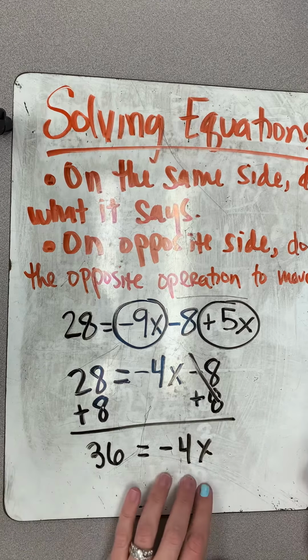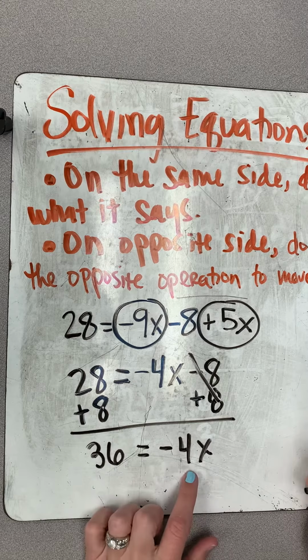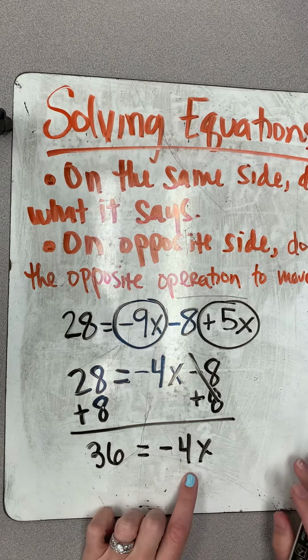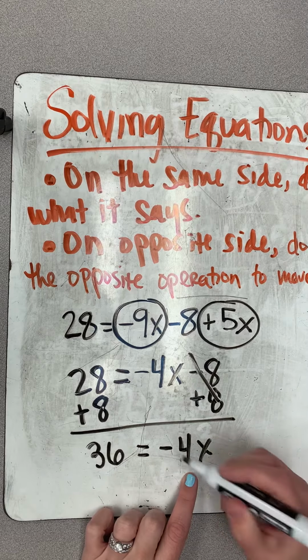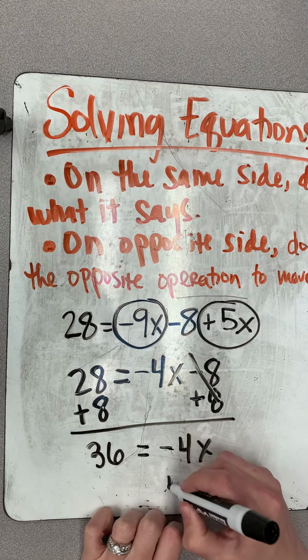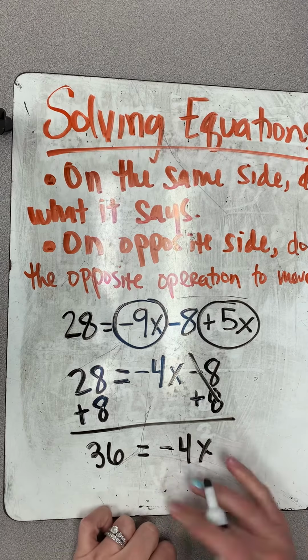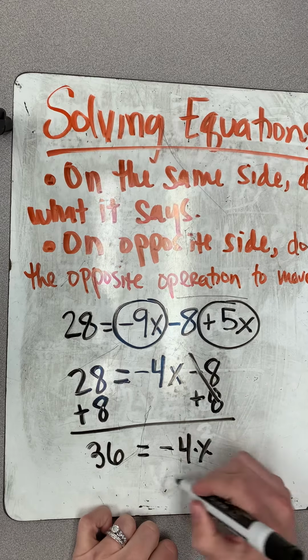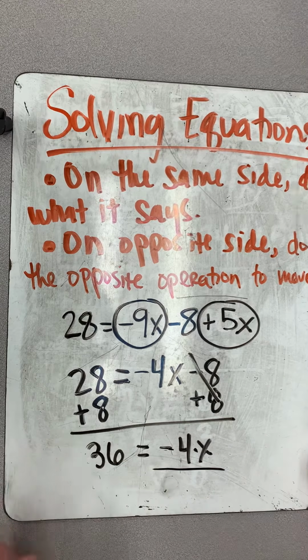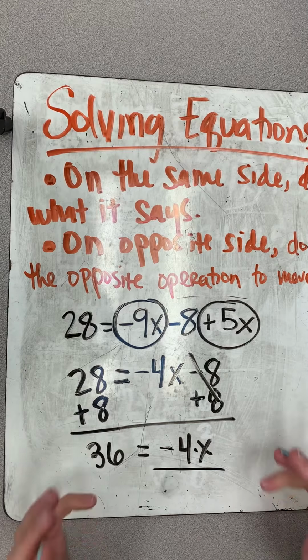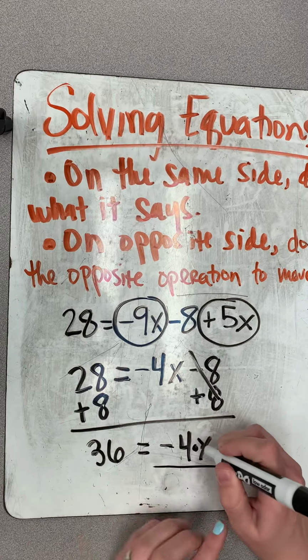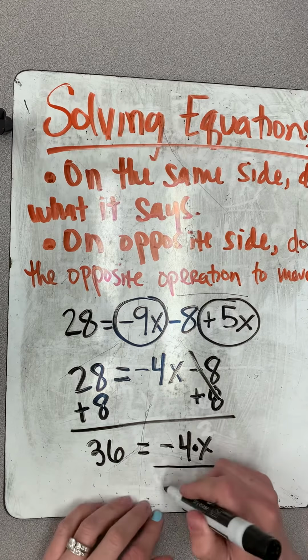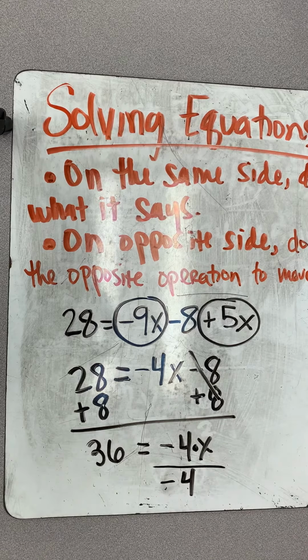Now, this is where some of you guys will make a mistake. You'll just divide by 4 and you'll get the sign wrong. Watch those signs. I'm not changing my negative to a positive. I am changing multiply to divide. That's the only thing I want to change. So because I'm changing multiply to divide, I still want to divide it by what I had. I had a negative 4, so I'm dividing it by a negative 4.